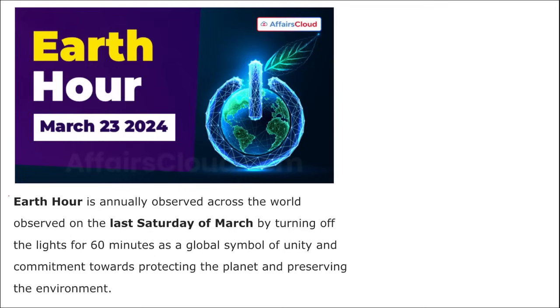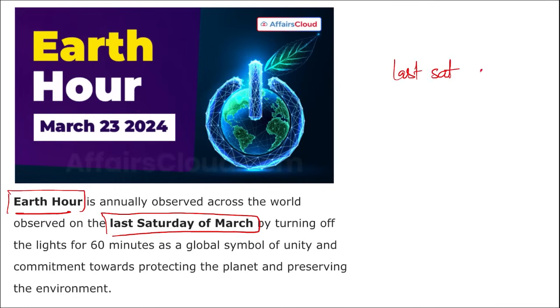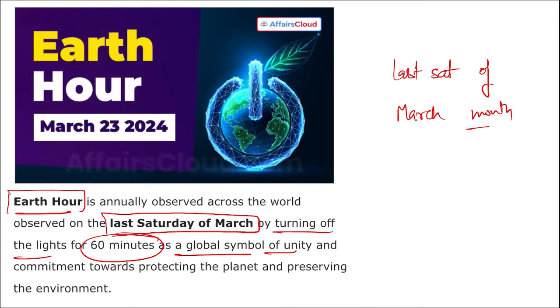Moving on, next is important days. We observe Earth Hour. Earth Hour was observed last Saturday of March, right? On the last Saturday of March month, we observe Earth Hour. And we observe this Earth Hour by turning off the light for 60 minutes as a global symbol of unity and commitment towards protecting the earth and preserving the environment. So this year in 2024, we observed Earth Hour on 23rd of March, right?